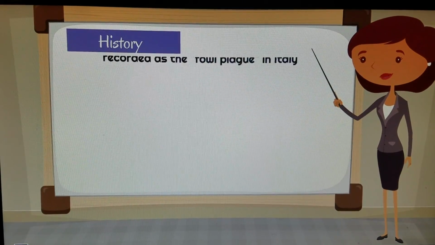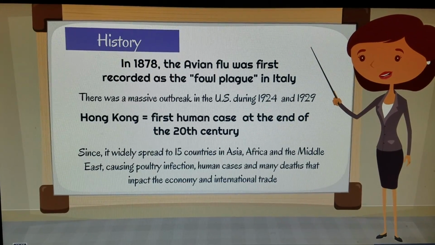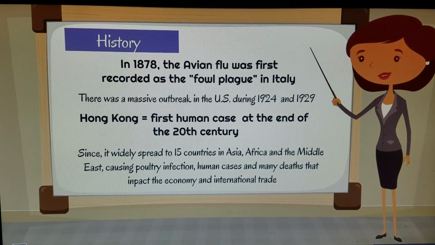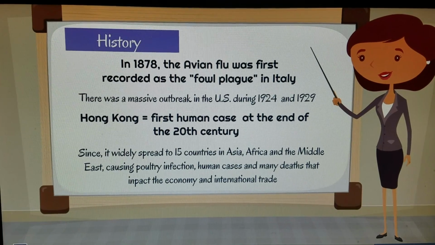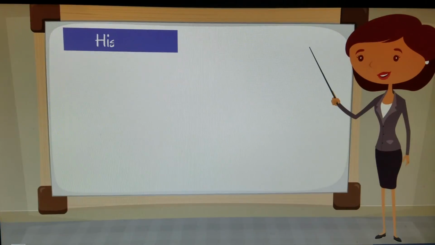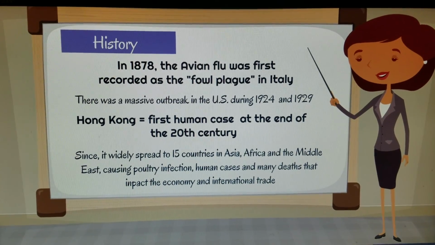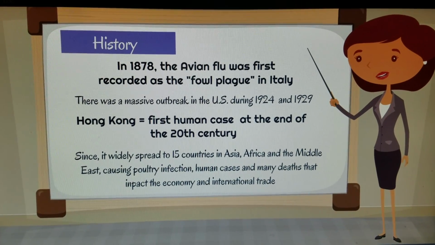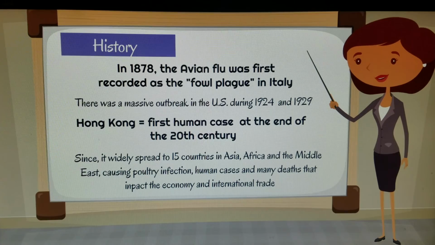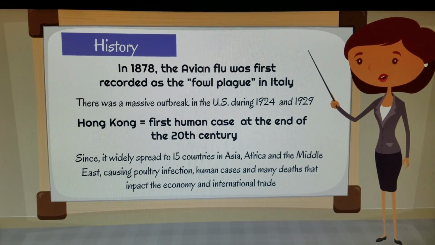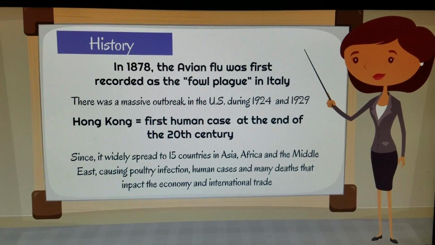Eduardo Parásito first recorded fowl plague in 1878 as a contagious poultry disease related to high mortality. The first human case was documented in Hong Kong. Since then, it has widely spread to 15 countries, causing poultry infection and many human deaths, which impacted livelihood, economy, and international trade.